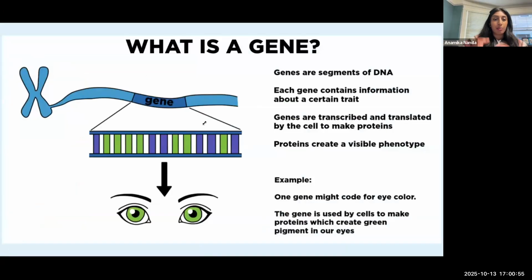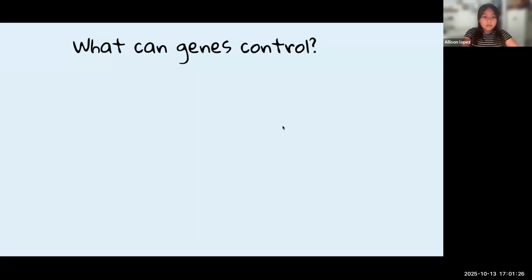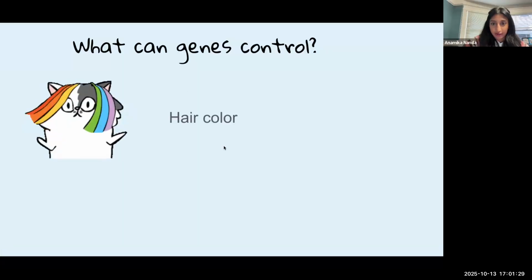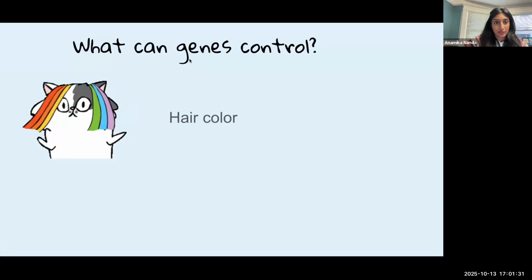Genes are portions of our DNA. The DNA is the instructions of what makes us us, but genes are portions of DNA that contain information on a certain trait. For example, some genes control eye color, some genes control skin color. They all control different characteristics of what makes us us. Hair color? Exactly. That's the first one. Hair color is one of the traits that genes can control.